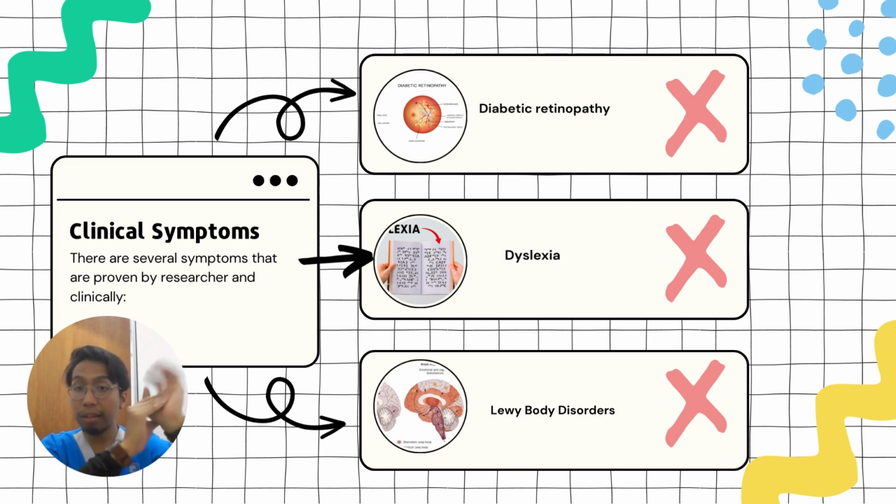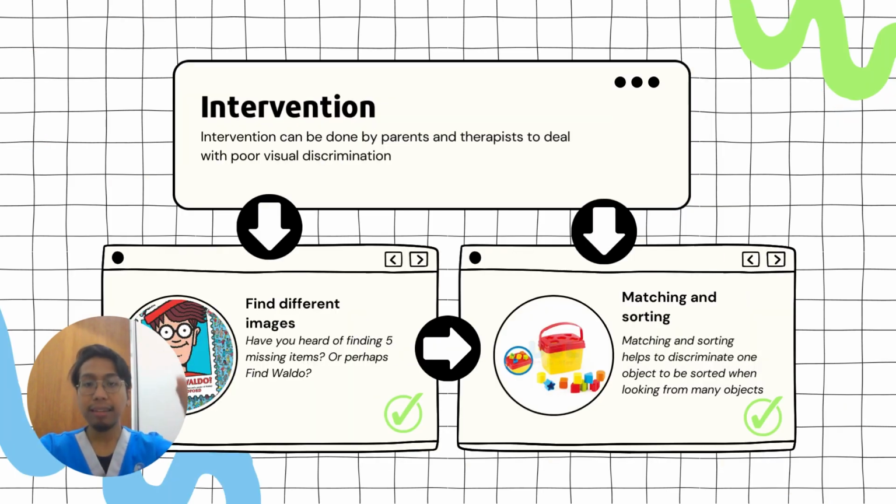Is it the same? Does it look weird? Does it look upside down? You might perhaps seek help for your kids. And last but not least is Lewy body disorder. At first it may affect any age, but it's focused mostly on the older ages. So yes. Next is intervention.